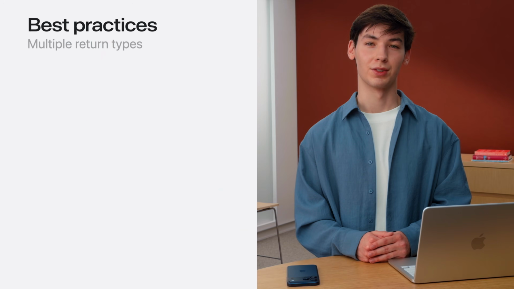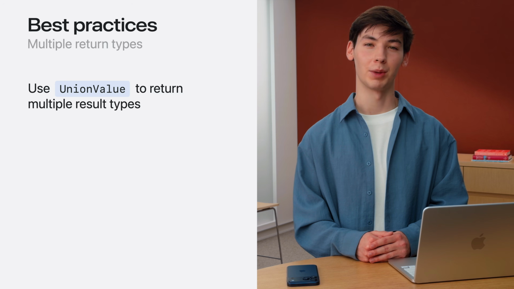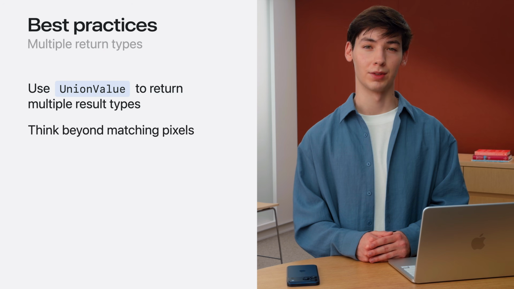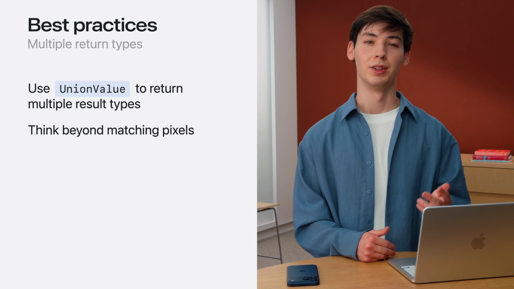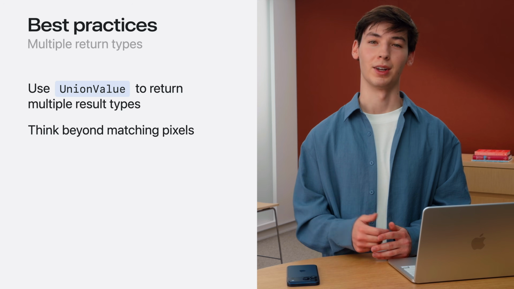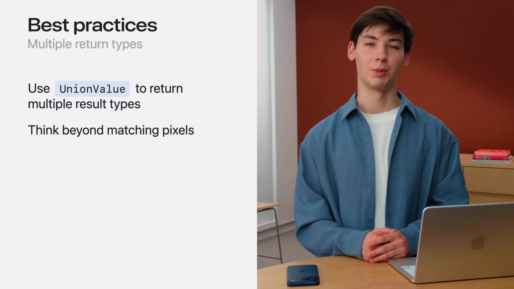Consider if it makes sense for your app to return multiple types of results. And it's worth thinking about the different types of content your app can return, beyond simply matching pixels. I found albums through image similarity, then used those artist names to surface nearby concerts, a completely different kind of result. Feel free to be creative about the type of content you return, based on the context.